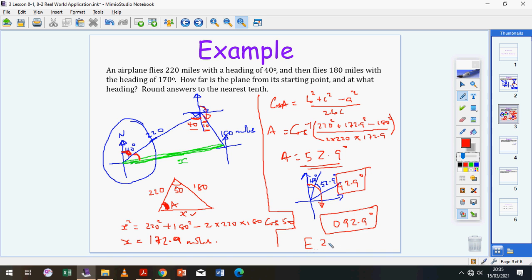2.9 degrees towards the south, because the final thing would be a small angle there, which is just, since this is 90, that means what's left is 2.9 degrees. So that's his bearing, well, that's his heading from his starting position.